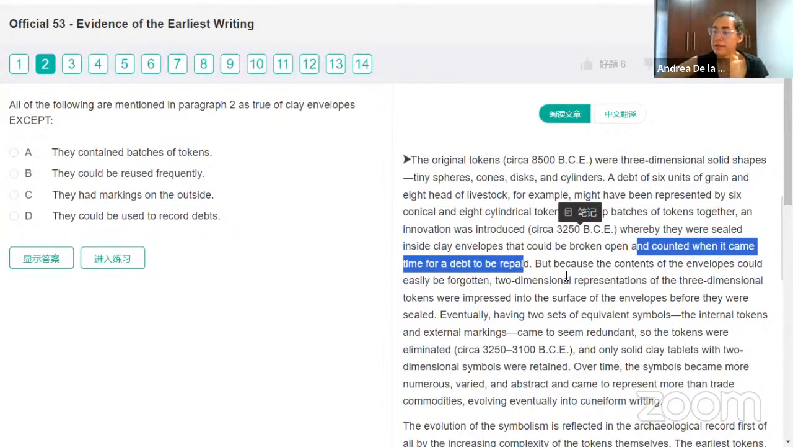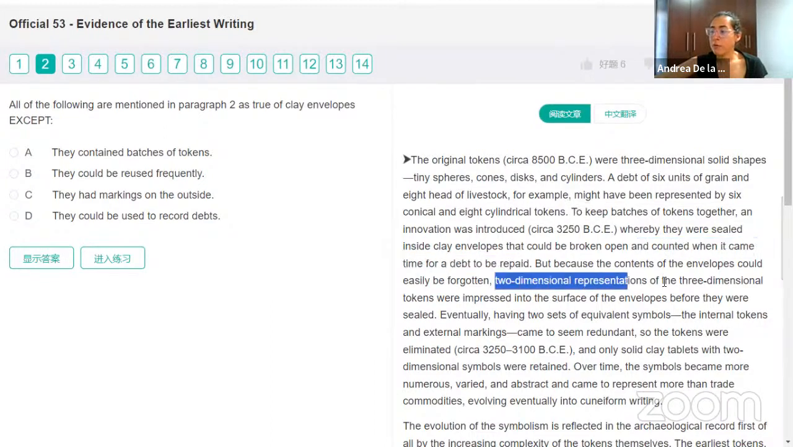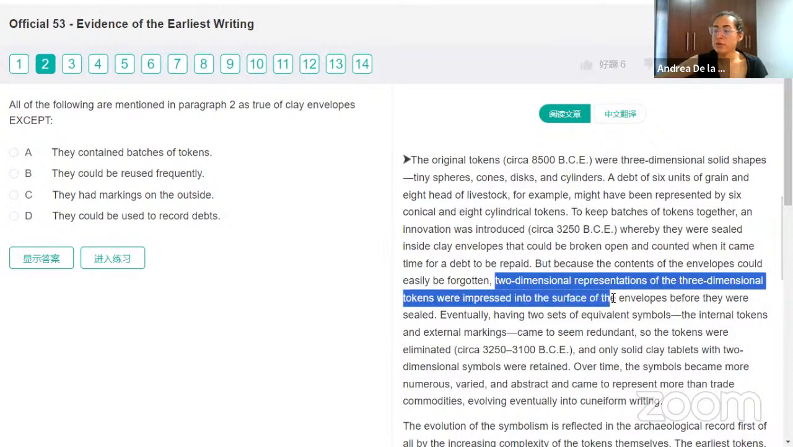What else do we have? It says, but because the contents of the envelopes could easily be forgotten, two-dimensional representations of three-dimensional tokens were impressed into the surface of the envelopes before they were sealed. That is the third thing we know. We know that two-dimensional representations of the tokens, de las fichas, were impressed in the surface of the envelope. Do we have that option?